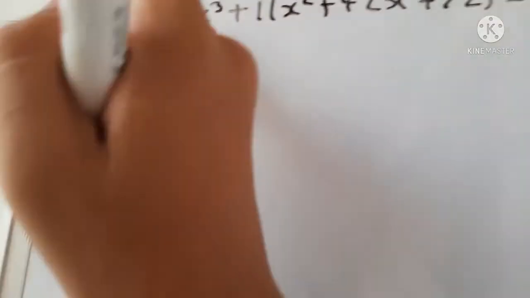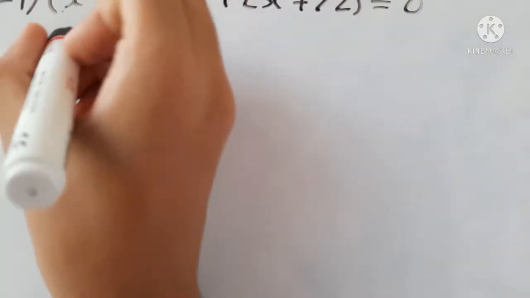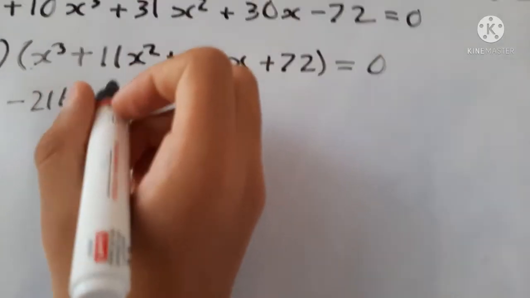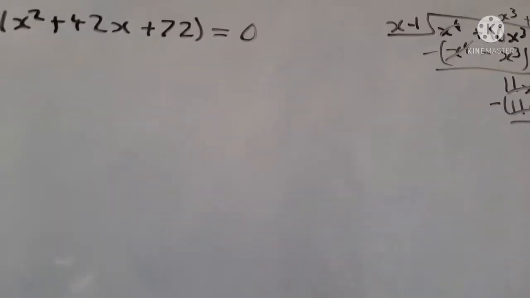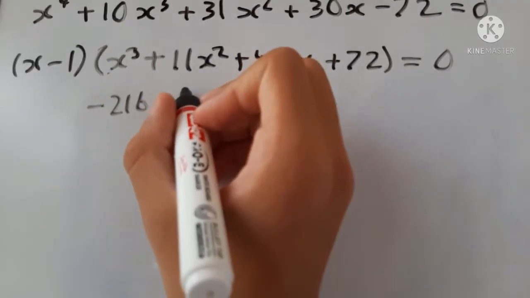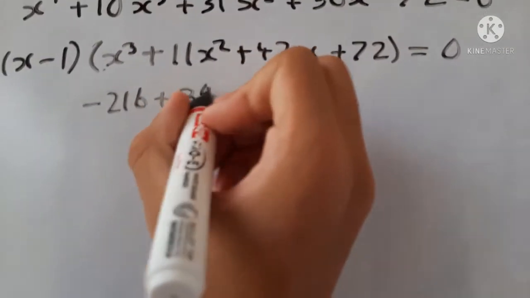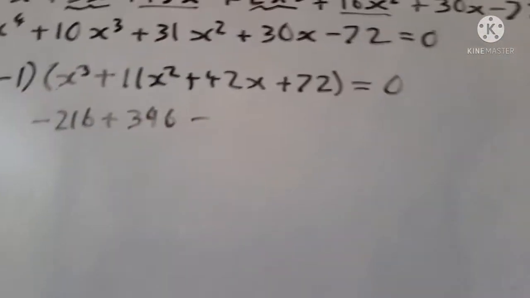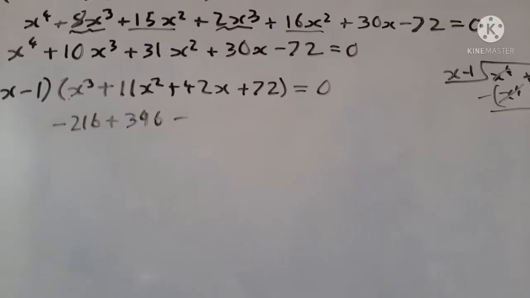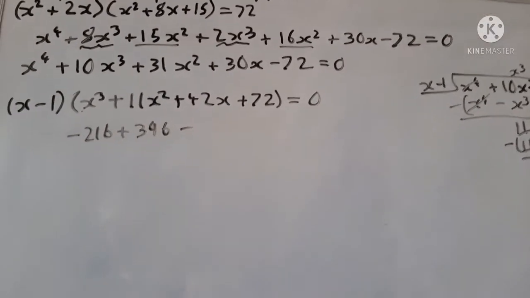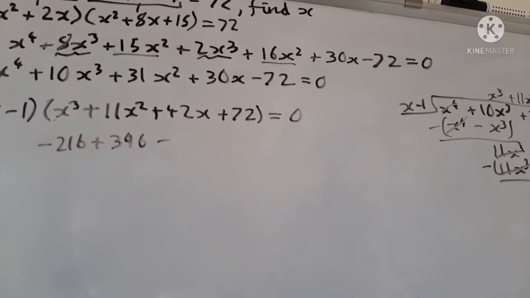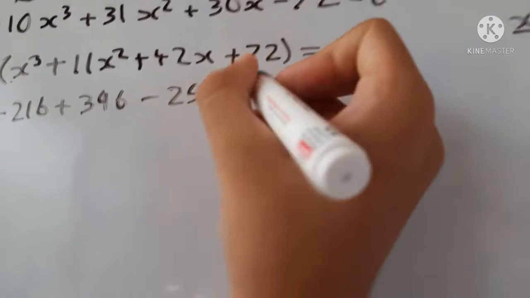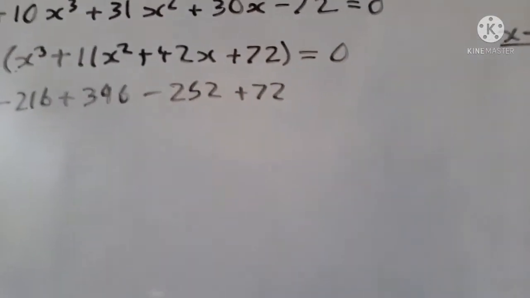Let's try minus 6, right, so minus 216, which is 6 cubed, plus, well, 6 squared, 36, times 11, 360, so 396, yeah, 396. 396 minus 42 times 6. Okay, so 240 plus 12. 240 plus 12. Okay, 252. Okay, yeah. 252 plus 72. This is looking kind of promising.